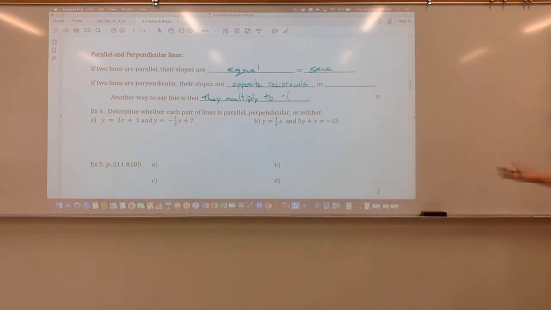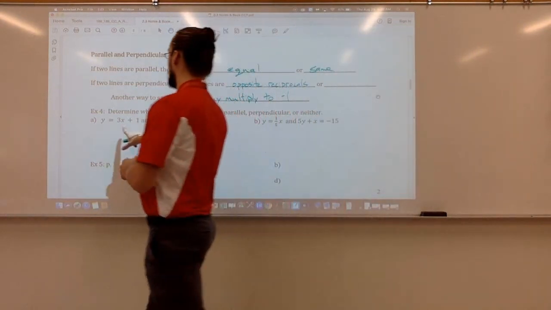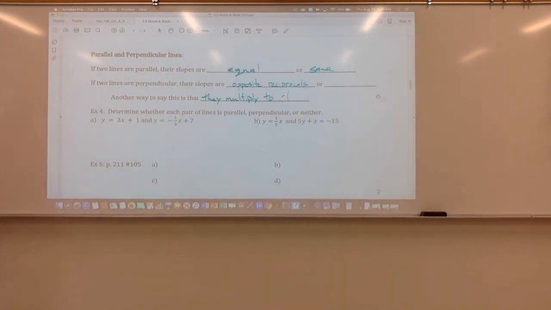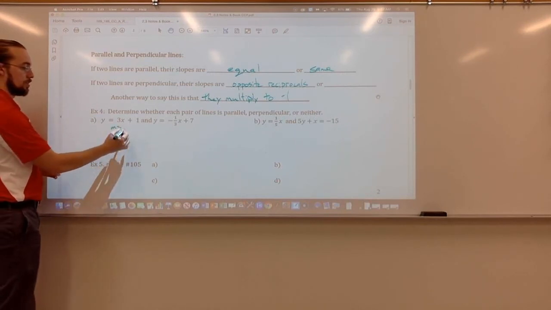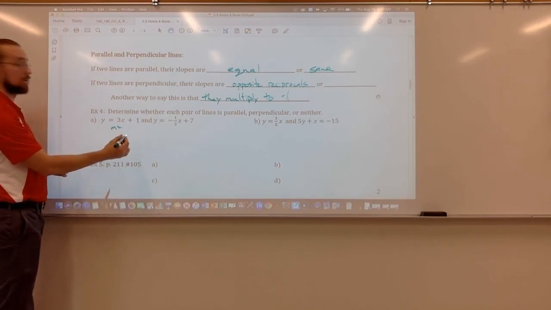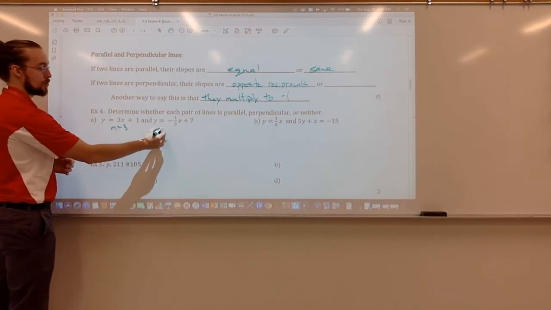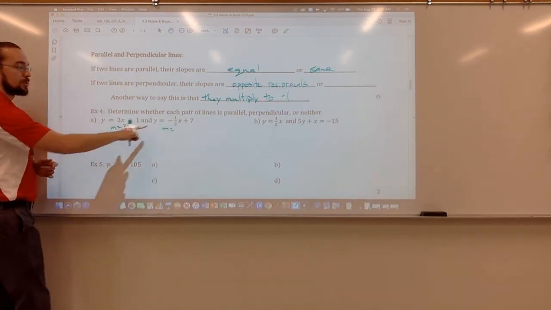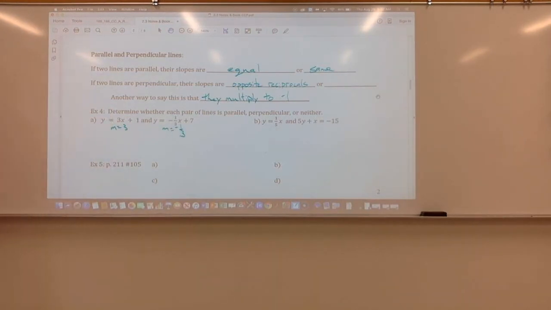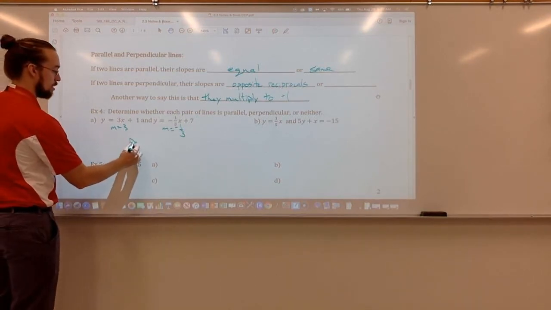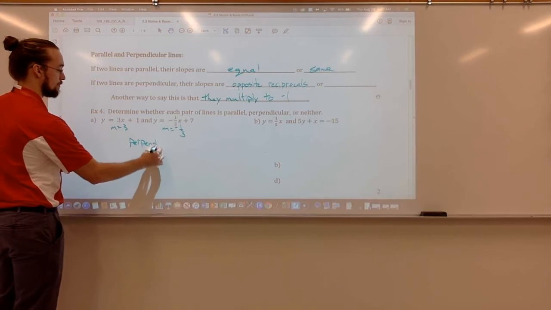So, in this first example here, I've got y equals 3x plus 1 and y equals -1/3 x plus 7. What are the slopes of these two lines? Because this slope is 3 and this slope is -1/3, one's positive, one's negative, and they are reciprocals of each other. So these two lines would be perpendicular.